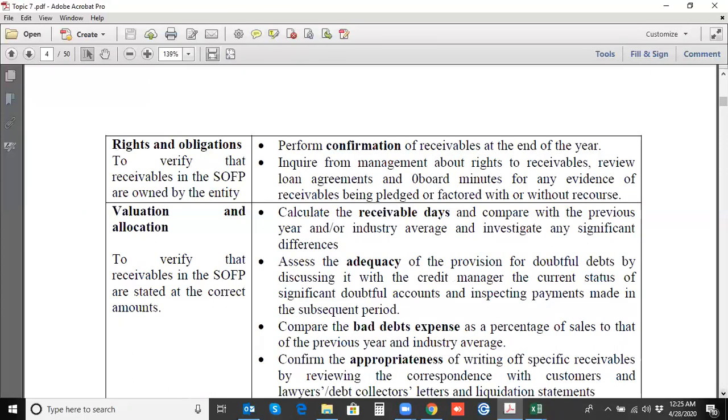When it comes to valuation and allocation, you're trying to ensure that these receivables in the financial statements have been recorded at the correct amounts. And the risk with receivables is mainly being overstated. You record that you have a receivable of 20 million, but someone turns out not to pay, and therefore it's a bad debt. So you need to make sure that you are prudent and conservative in recording your assets.